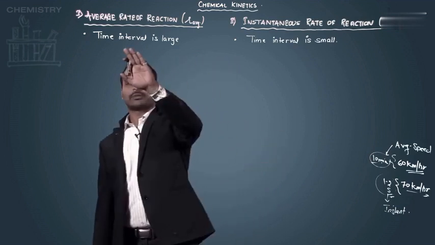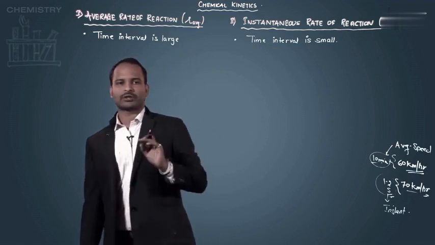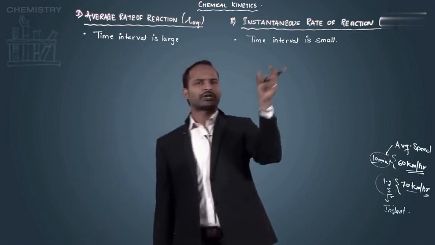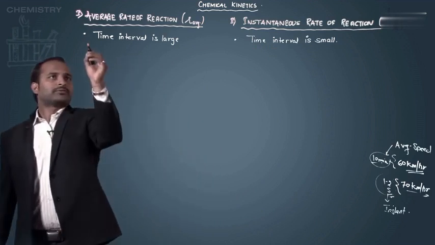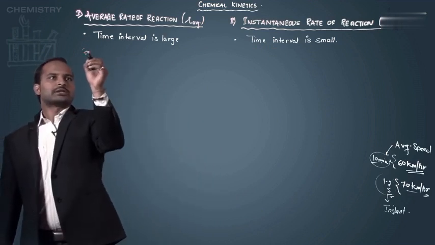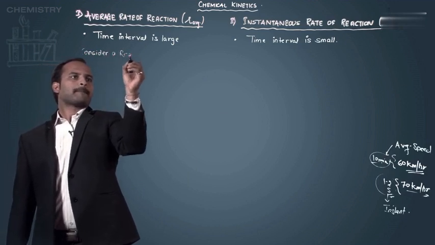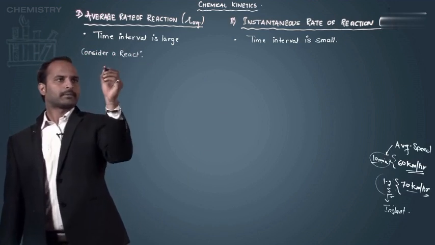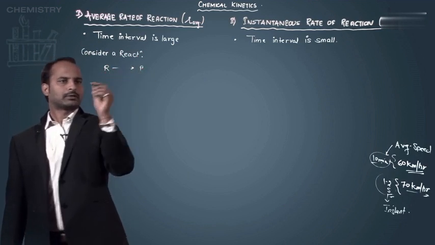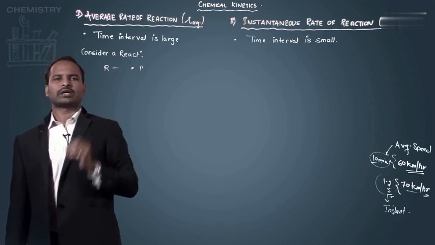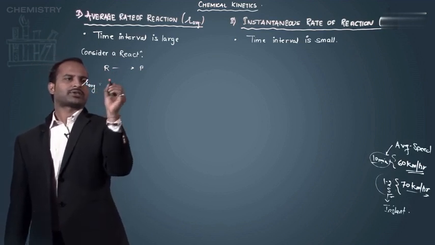The difference is the same. Here the time interval is large, here the time interval is very small. Here we are observing a reaction for a longer duration, while in this case we want to know the rate of reaction for a very short time interval. Now, for example, suppose I am considering a reaction, the reactant gives product. Now I want to know the average rate of reaction. Average rate R, this is average rate.